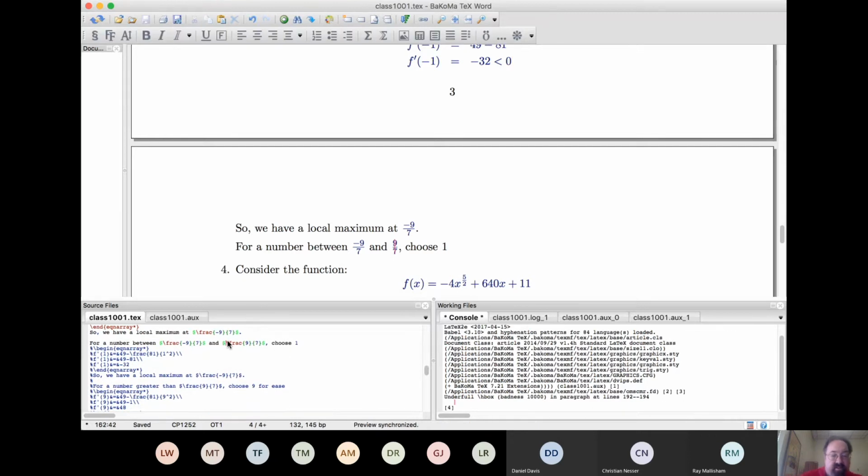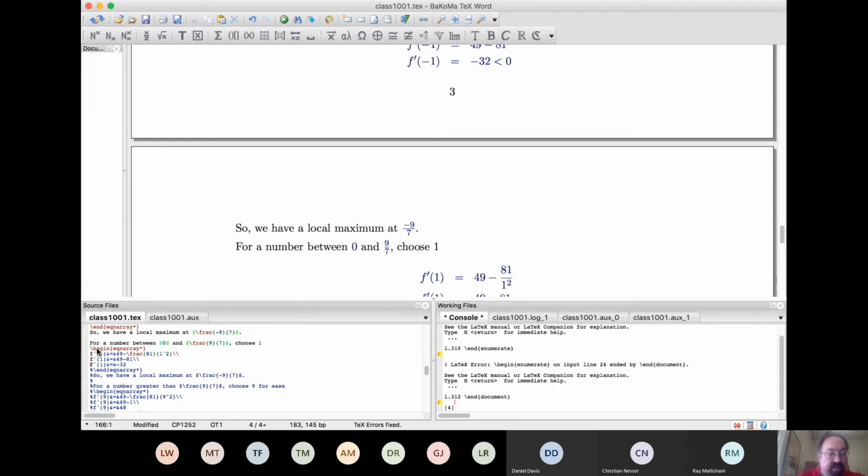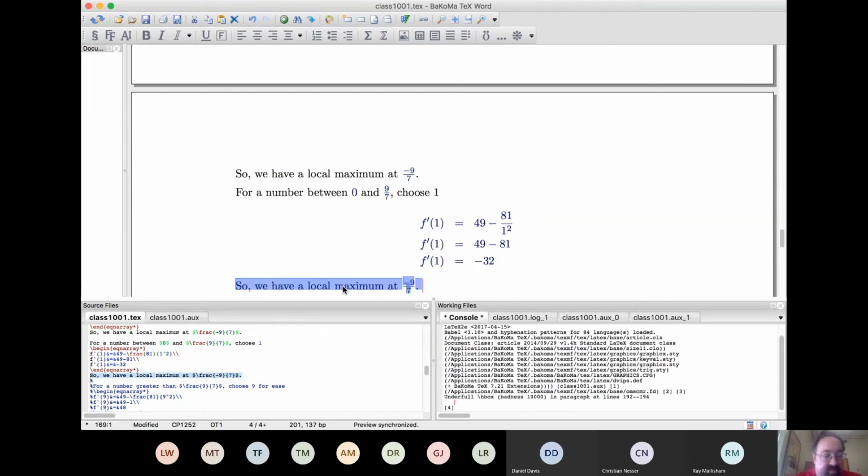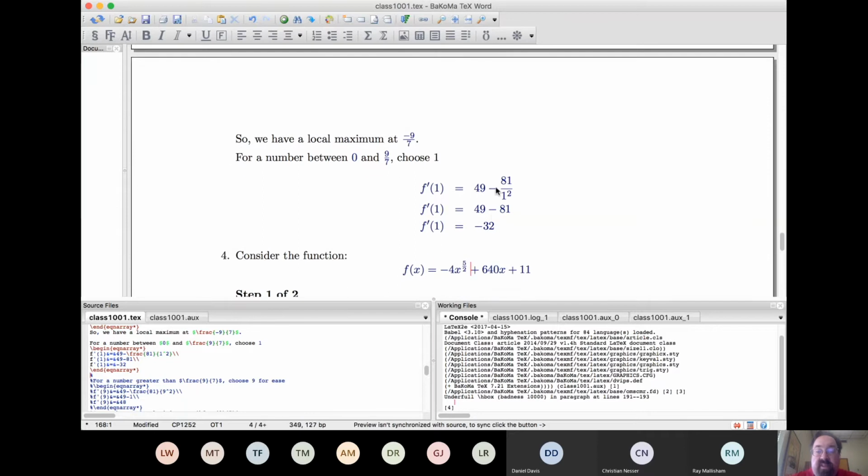So now I need to look at plus 9/7, see if that is a local maximum. So I need to choose something between 0 and 9/7. I can choose 1. So go ahead and write it out. And we get a negative value. So to the left of 9/7, it is decreasing.